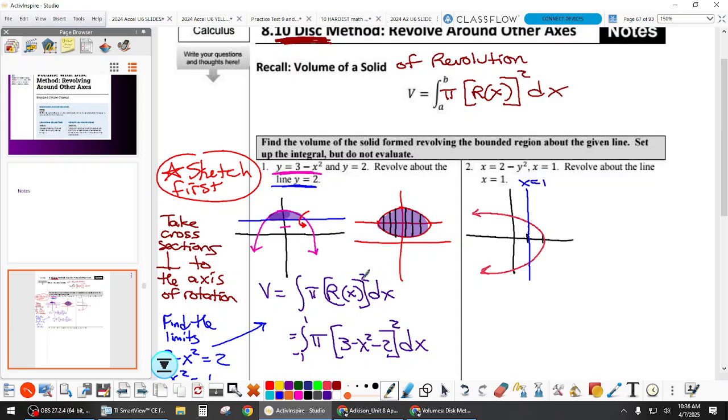So this one's already set up for y. So don't worry about that. What are our limits this time? Yep. And our radius? 1 minus x squared, squared. 1 minus x squared? It'd be 2 minus y squared minus 1. Or, sorry, 1 minus y squared.